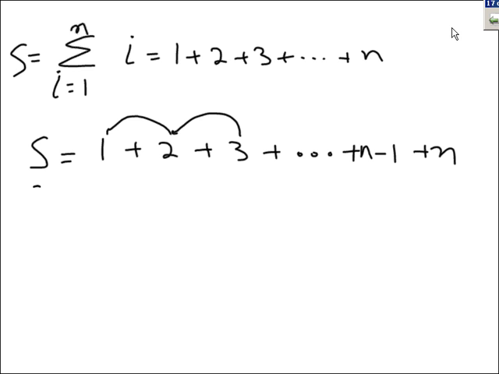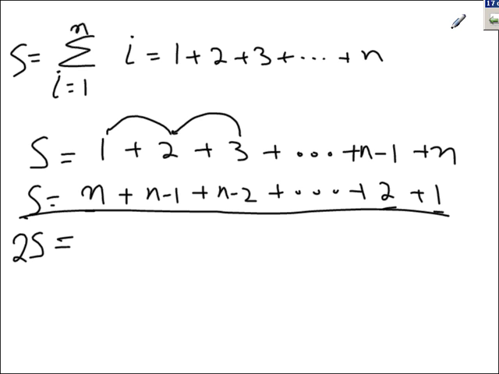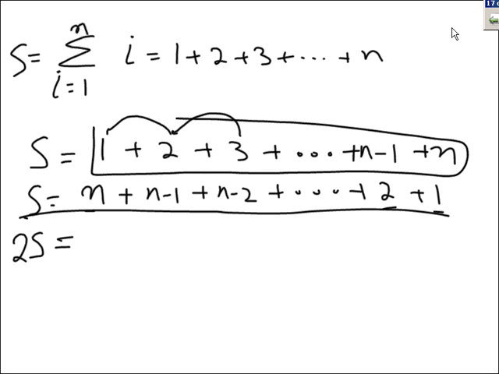Now, s is surely equal to, I'll just write it backwards, n plus n minus 1 plus n minus 2, all the way down to 2 plus 1. I just wrote it backwards. 1 plus 2 plus 3 plus 4, all the way up to n. Okay? So if I add the left sides, I get 2s. I get 2 times what I want. I want to know what this is. That is, I want to know what s is. Now I have 2s. Something clever is going to happen.